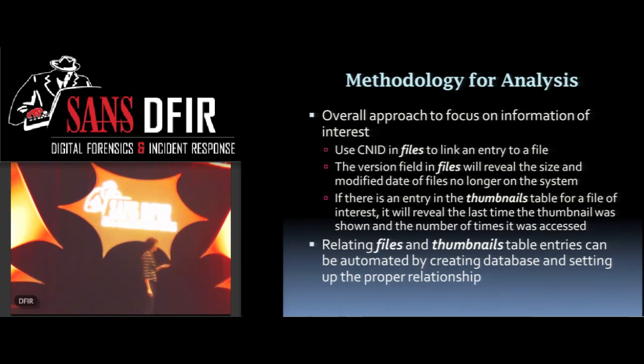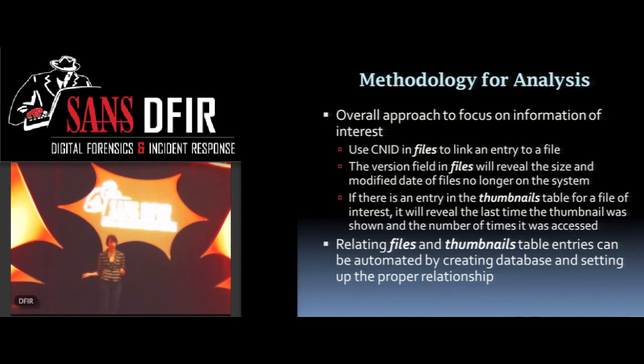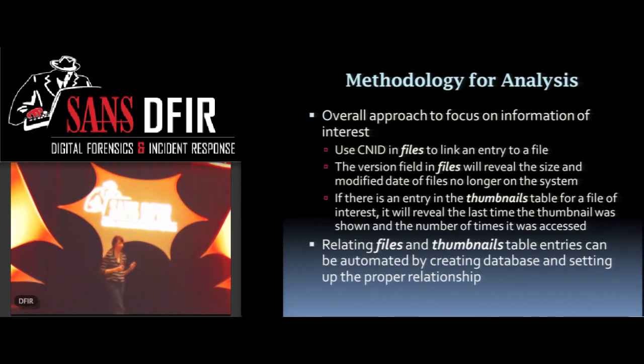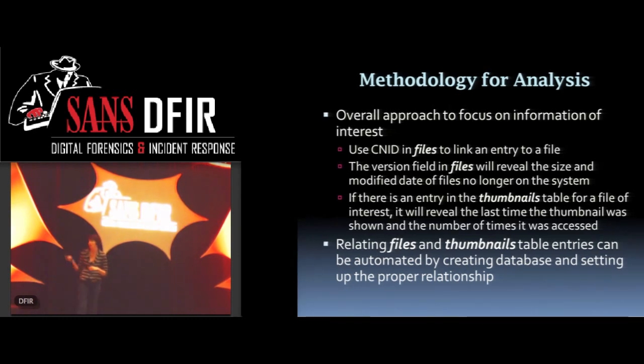If the CNID is not available, why would the CNID not be available? Well, if it's a different file system, someone has a FAT32 thumb drive or an external hard drive, I have to resort to other information to say, hey, yes, that's that file. Then I'm going to go to the version field and use things like the file size and the modified date. If there's an entry in thumbnails, great, that information goes in. If not, I'm going to just rely on the information in files.